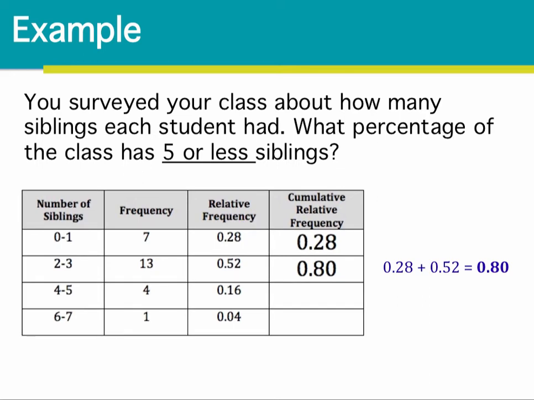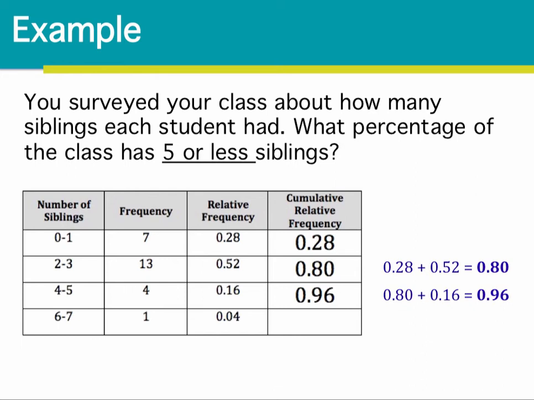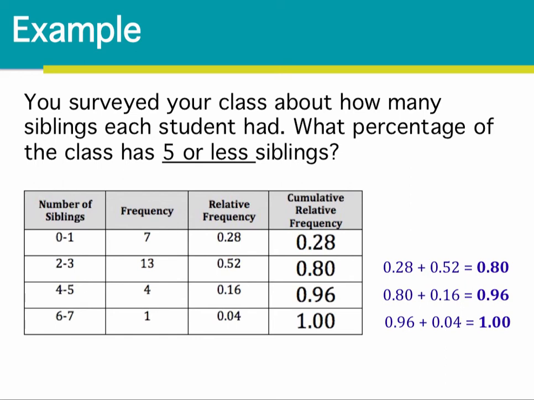To find the third row, we'll take what we've added already, 0.80, and add it to the next relative frequency, 0.16. When we add these two together, we get 0.96. And finally, we're going to add 0.96 to the last relative frequency, 0.04. And this should equal 1, and it does.